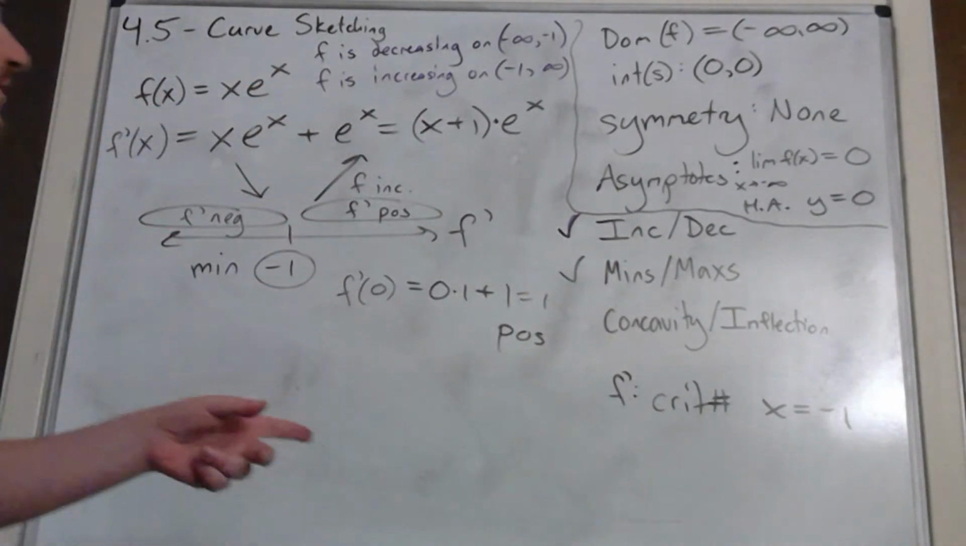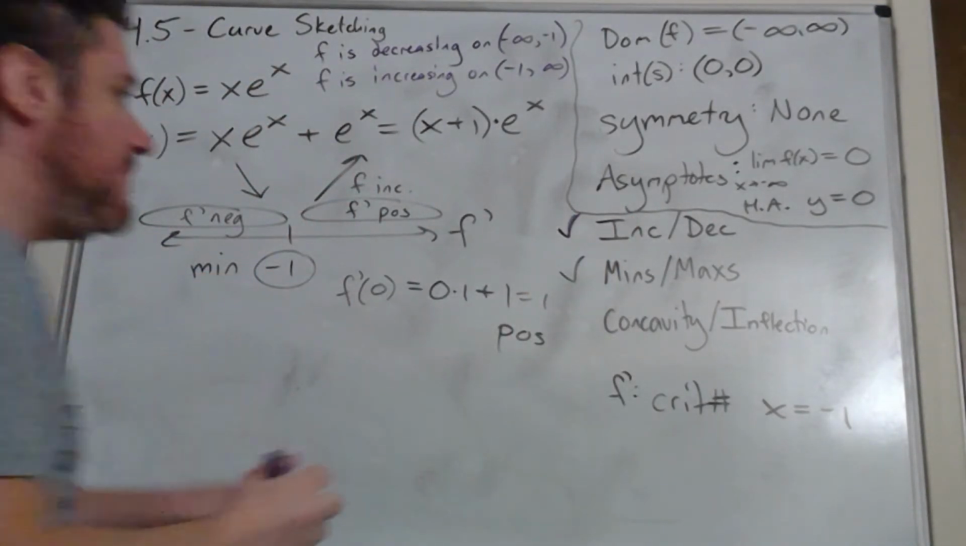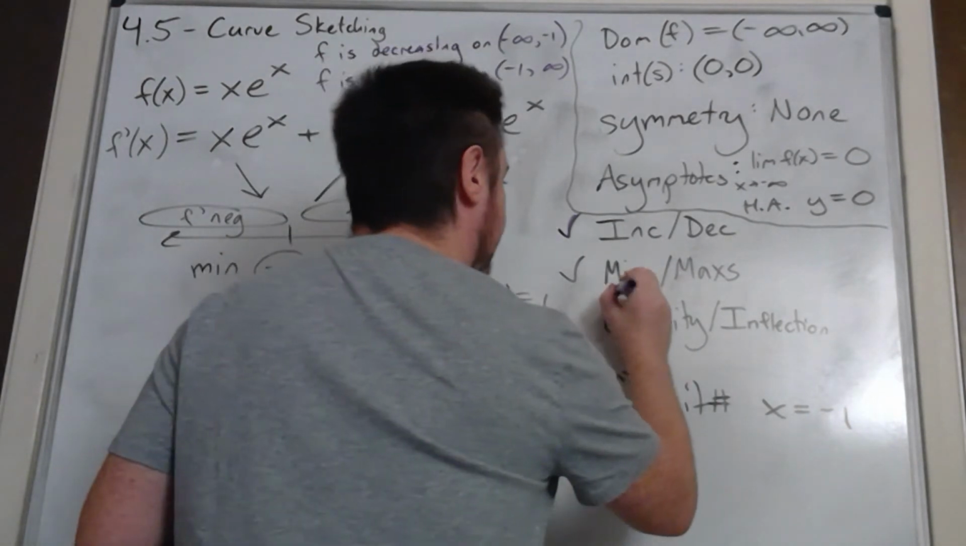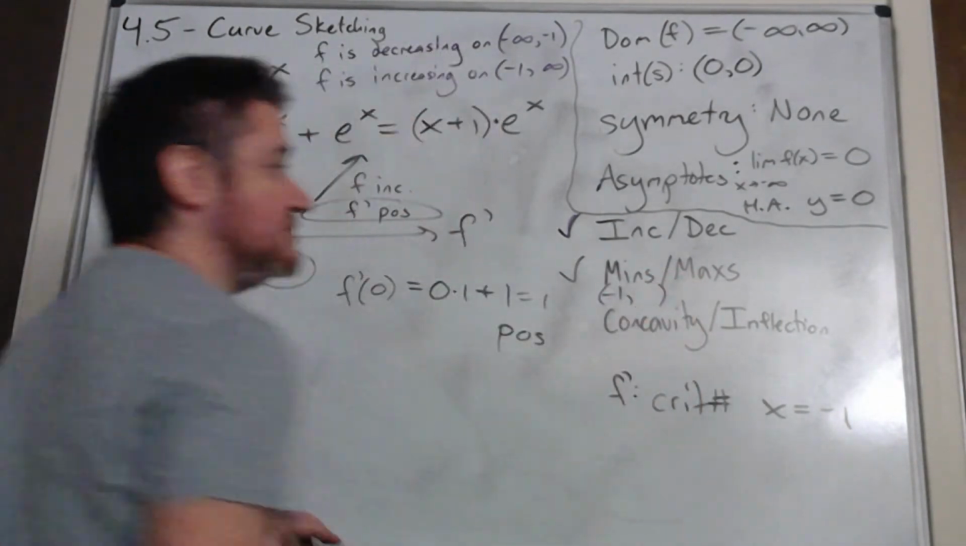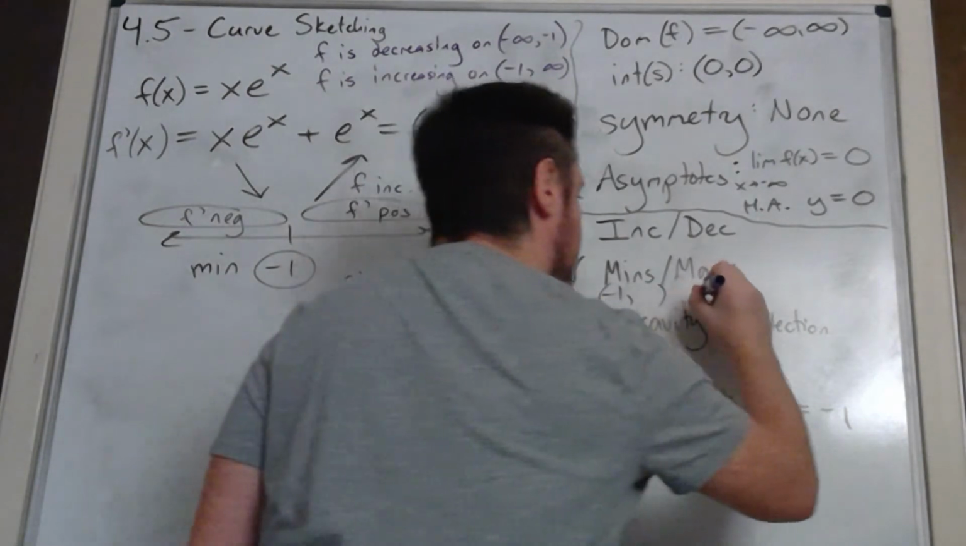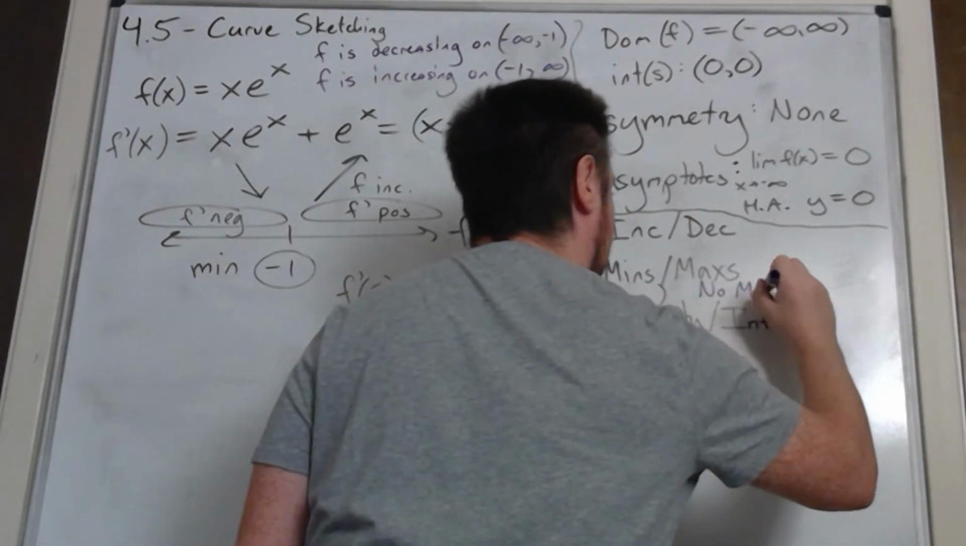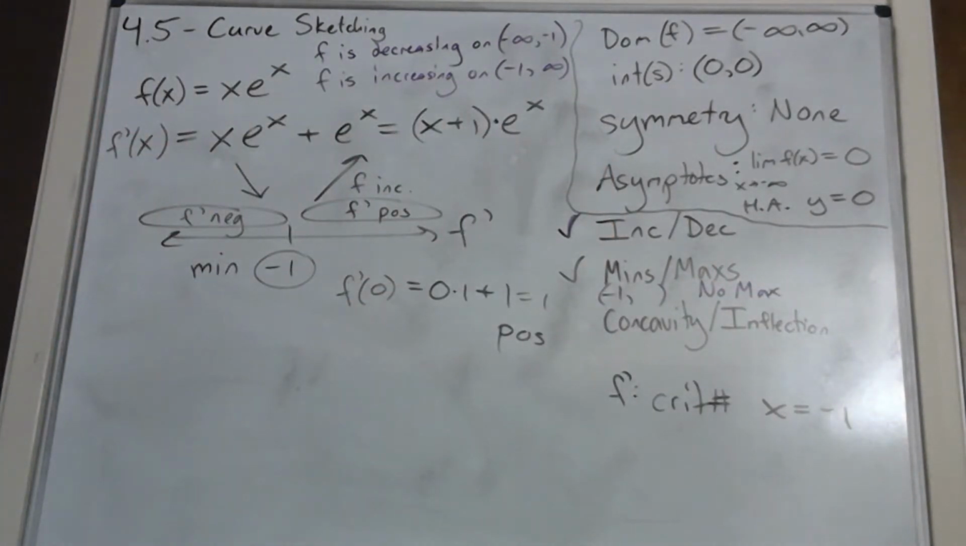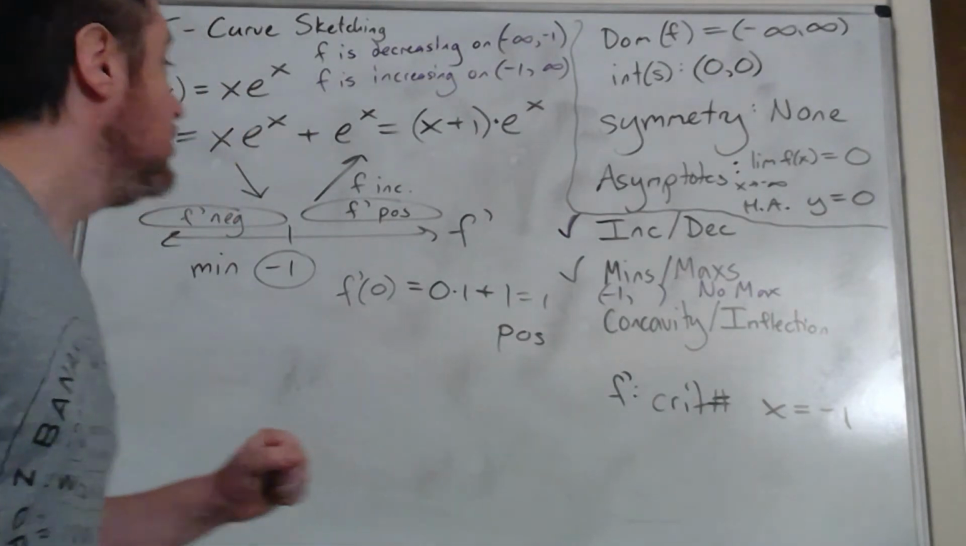All right. And we found a minimum. So min is negative 1, comma, we've got to figure out what the function value is there, and max is, let's just write no max. All right, so this function did not have a max. We only had one critical number, and it turned out to be a minimum.